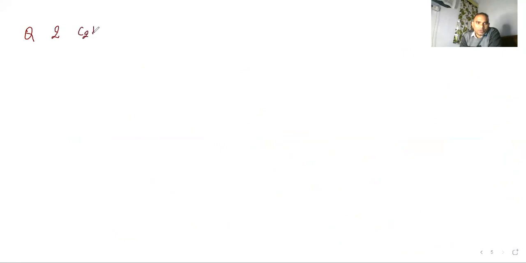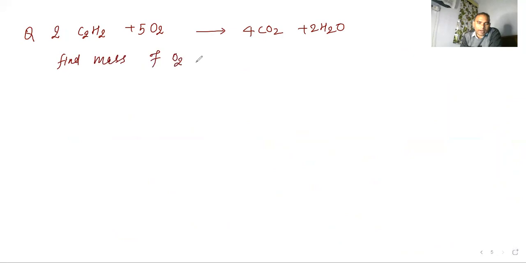2 C2H2 plus 5 O2 gives 4 CO2 plus 2 H2O. Find the mass of O2 required to produce 44.8 liter of CO2 at STP.